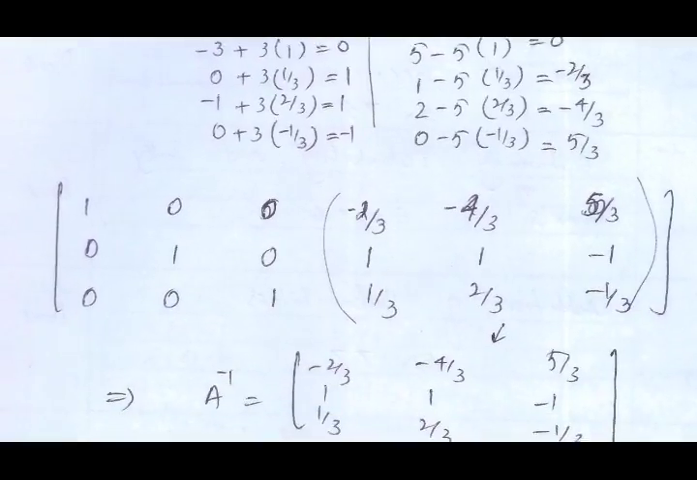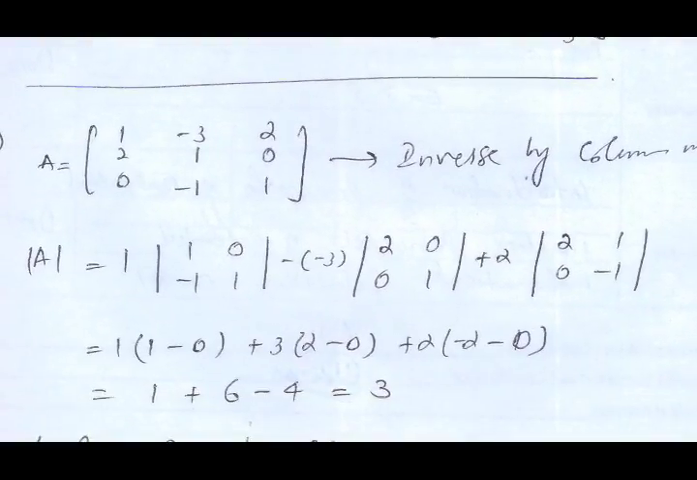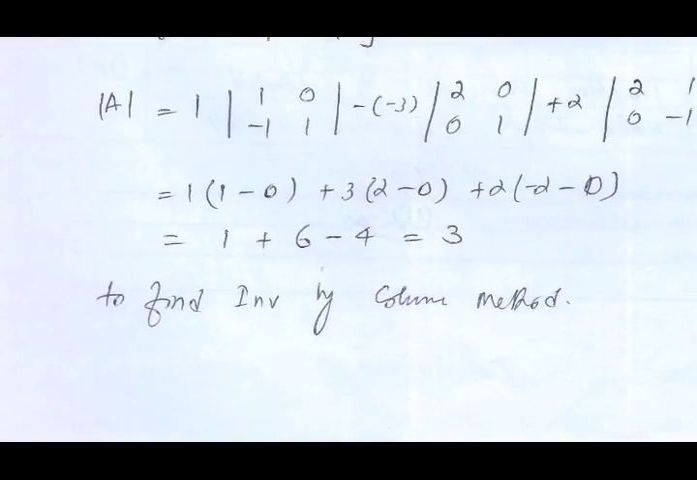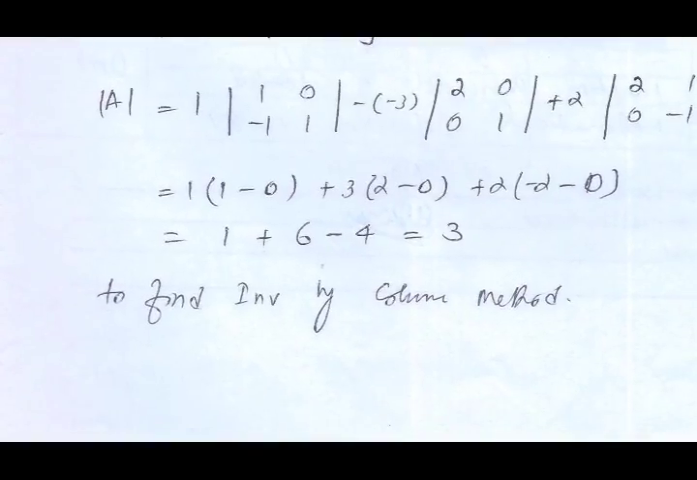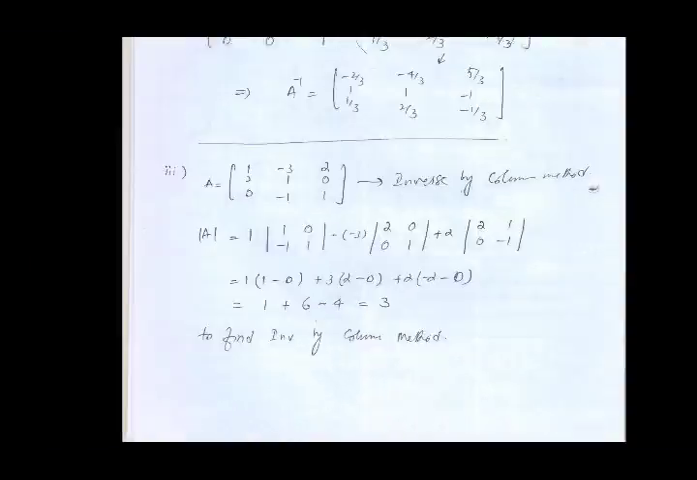Now our first 9 values are equal to identity and the next 9 values are the inverse of A. Now we find the inverse by the column method. First we find its determinant. If the determinant is not equal to 0, then we proceed to the next steps.